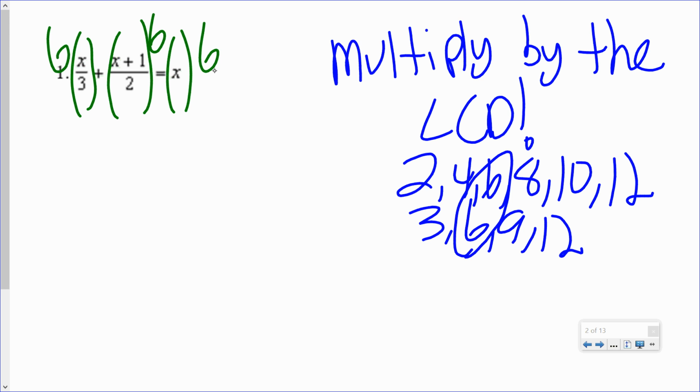The reason I do that is to get my denominators to cancel. So in my first fraction, I have 6 over 3. Well, 6 over 3 cancels to 2. In my second fraction, 6 over 2 cancels to 3. And on my right-hand side, there is no denominator, so nothing cancels. So what's left in my first fraction?